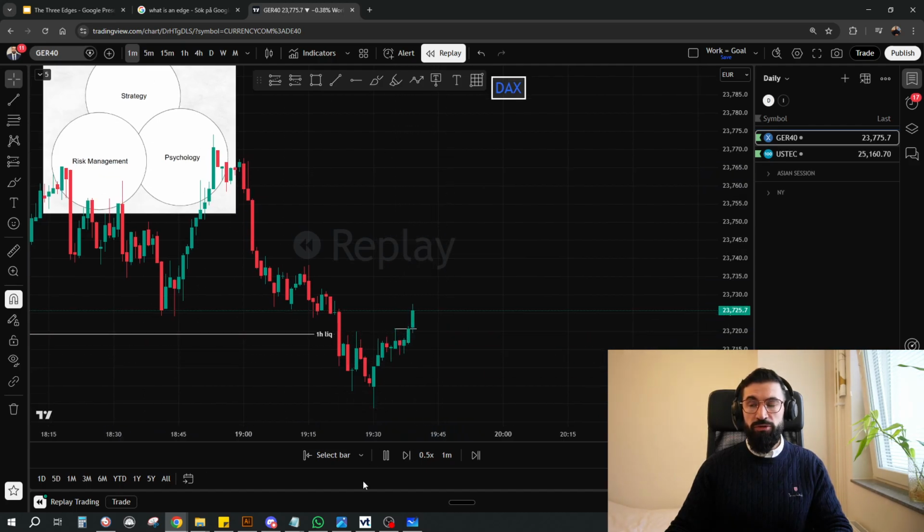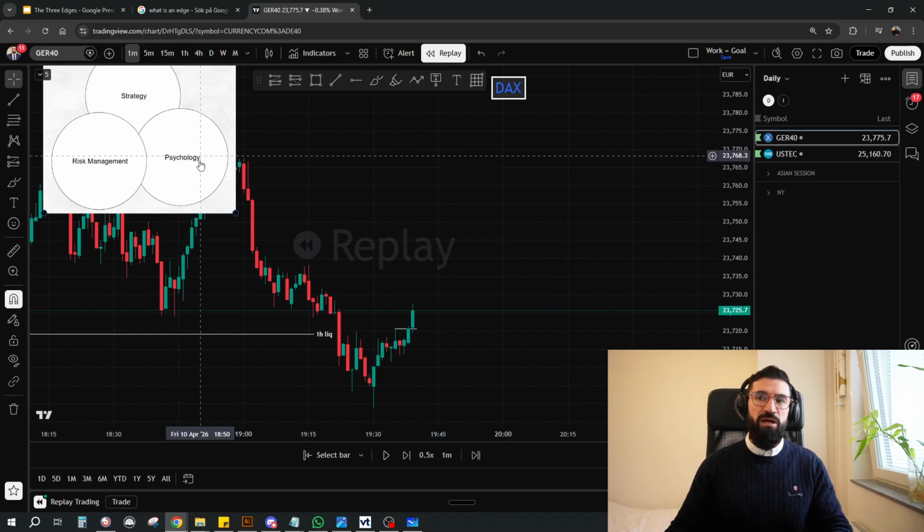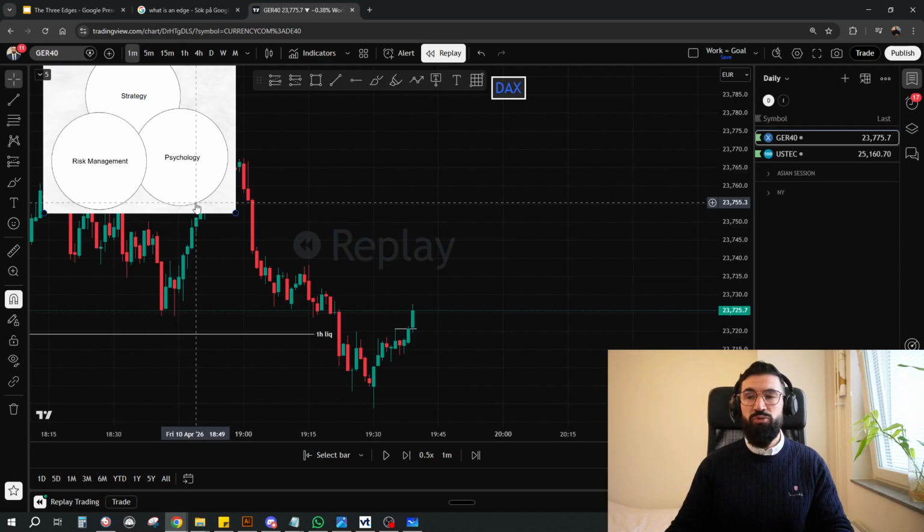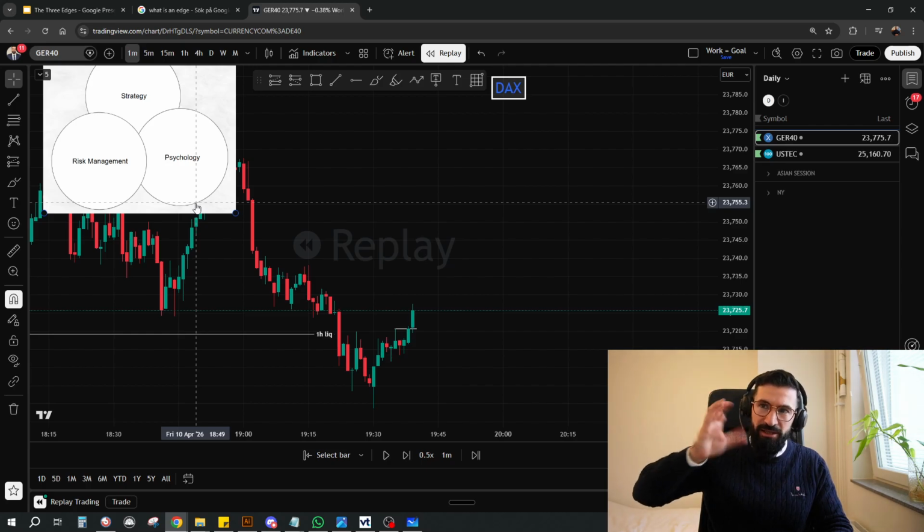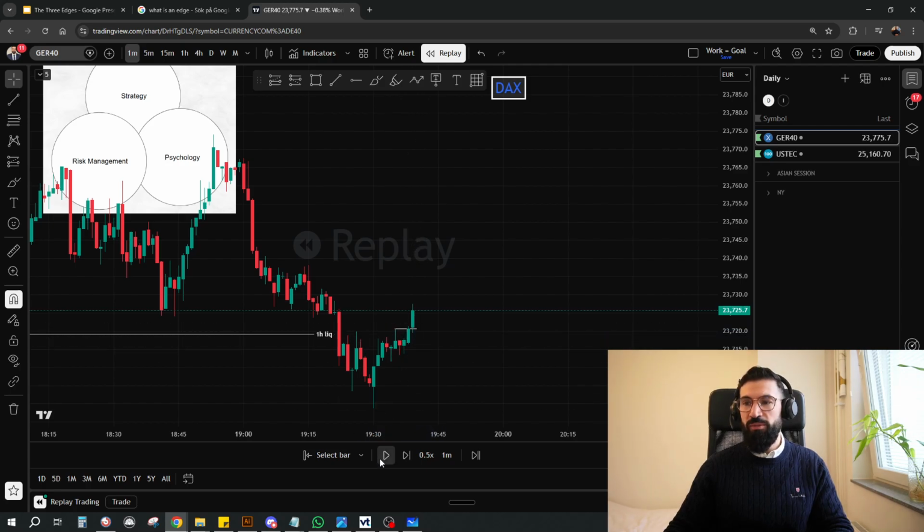So it just broke structure. This is usually when the strategy is telling me to enter the trade. But because I'm so uncertain, I have so much self-doubt, my psychology is not that strong. I didn't sleep well the night before. My edge in my psychology is not correct. It's not strong. So this is what happens to me in the market.